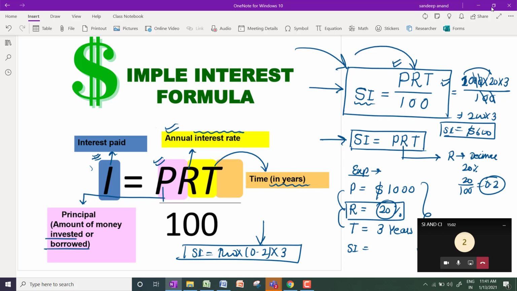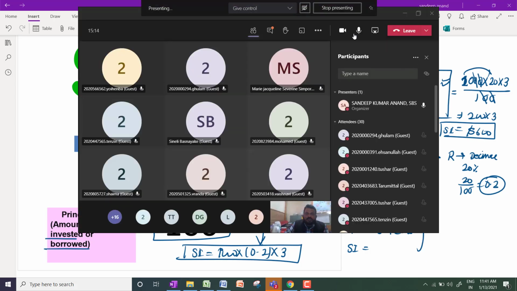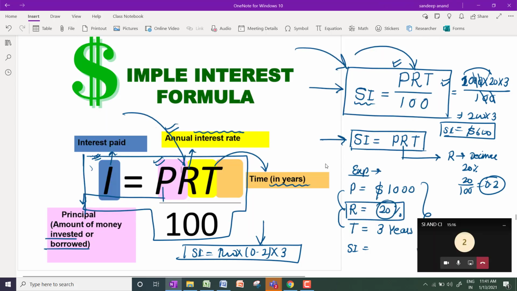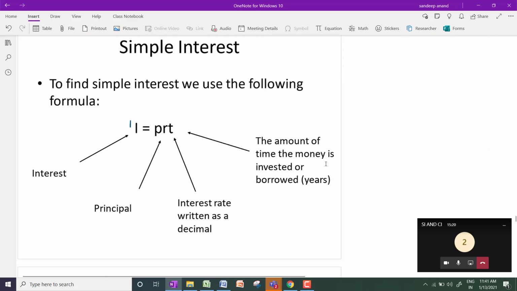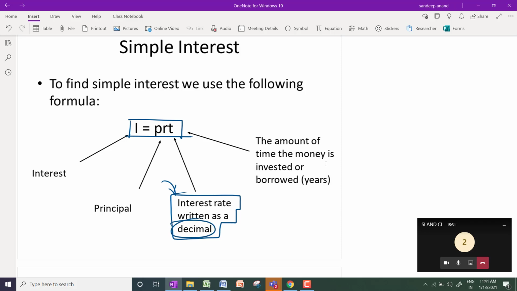So I advise you to learn the PRT by 100 formula, so that you can put the R value as it is given in the numerical. This is how we can calculate simple interest. Simple interest can be calculated by the other formula also, but there the interest rate is written in decimal form, so you are forced to convert the R value into a decimal first.